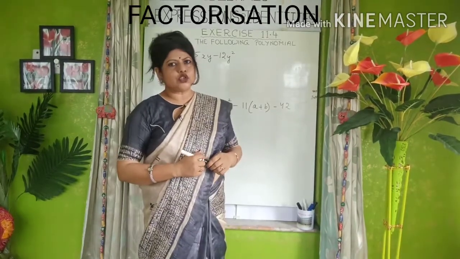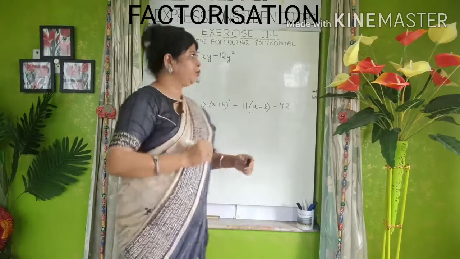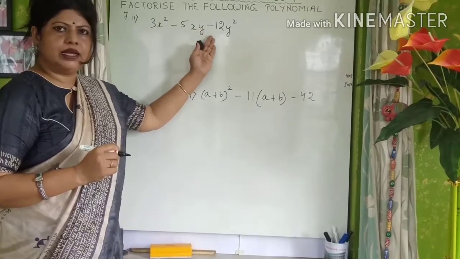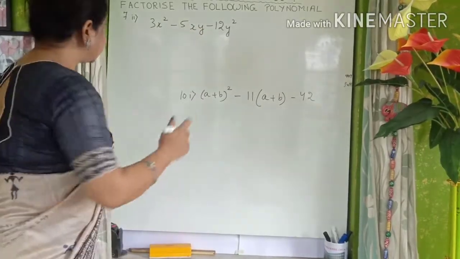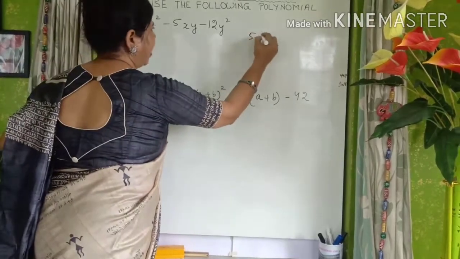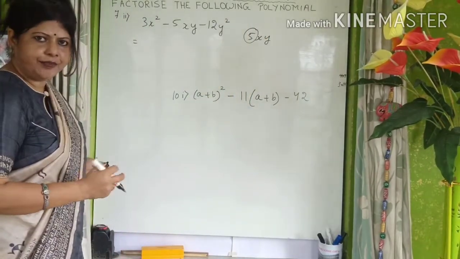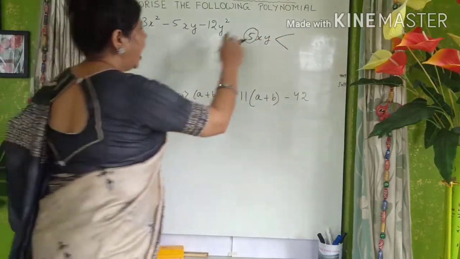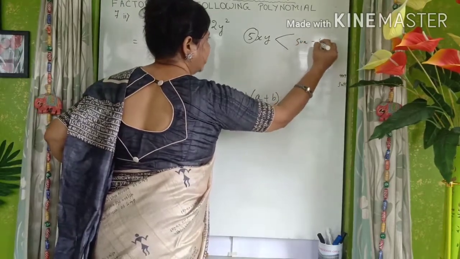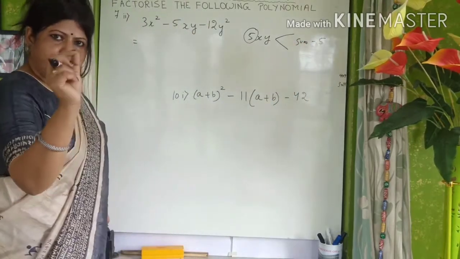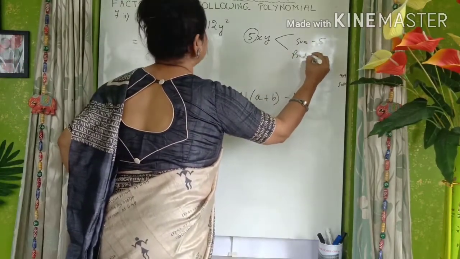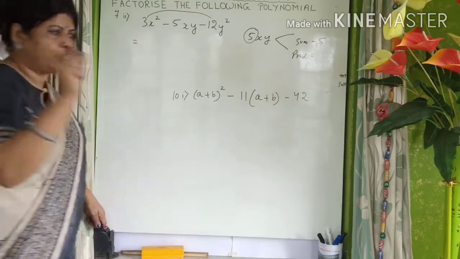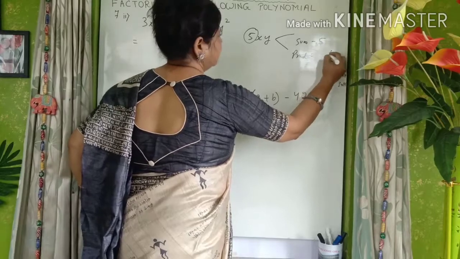Now students, let us solve question number 7, 2. See the question. 3x square minus 5xy minus 12y square. Follow? So the same way, I have to break 5xy. I have to break 5 in such 2 units that I get their sum as minus 5. Be very careful. Sum should be minus 5 and their product should be 3 into 12. You have to be very careful. And their product should be 3 into 12, that is 36.